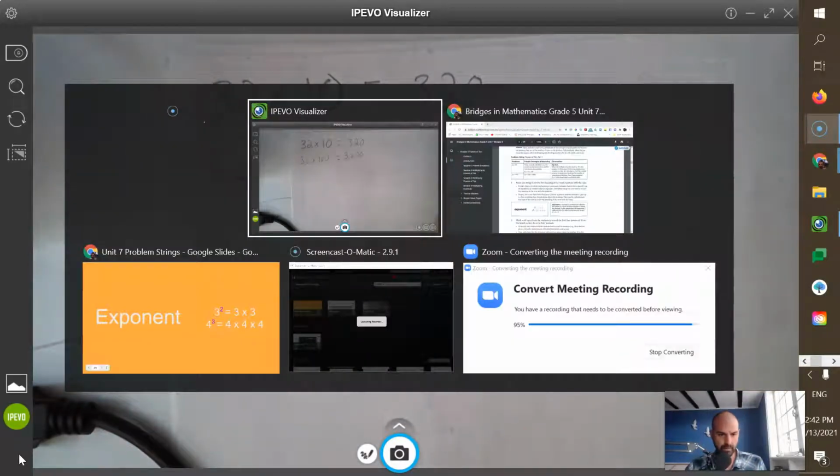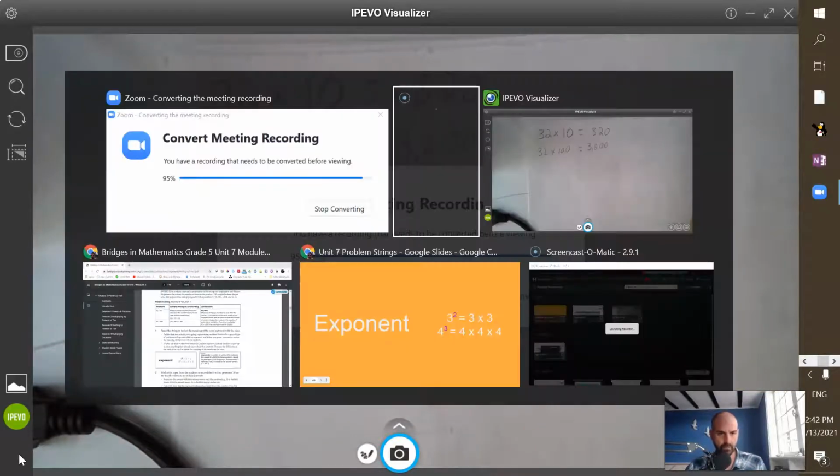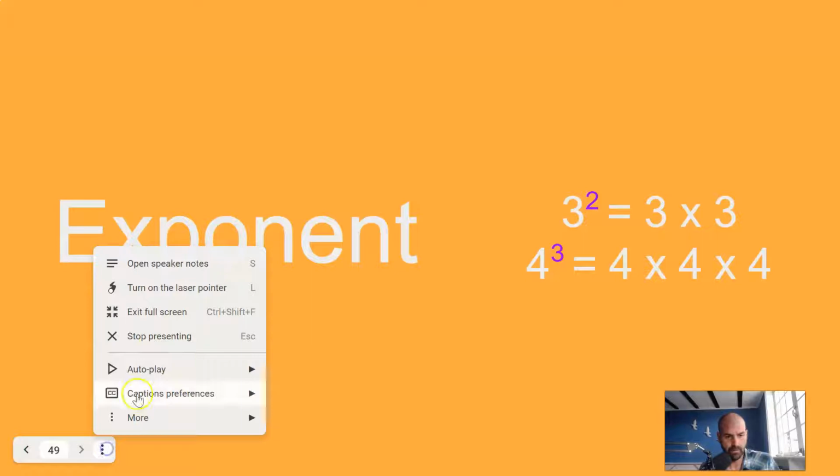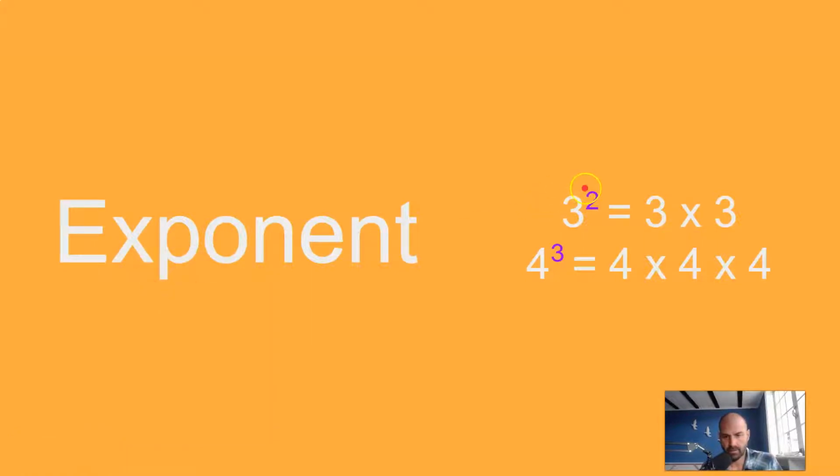All right, let's see what's next. Oops. No, that was incorrect. All right, so I'm going to introduce a term to you. The term is exponent. So this number right here, see, this is 3 squared. So this 2 is the exponent.